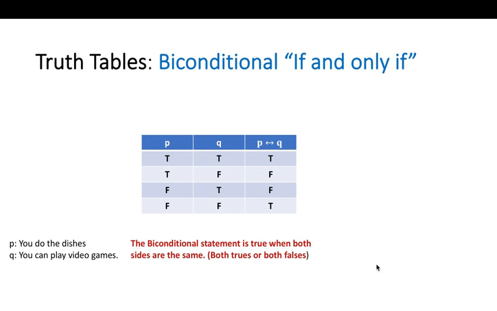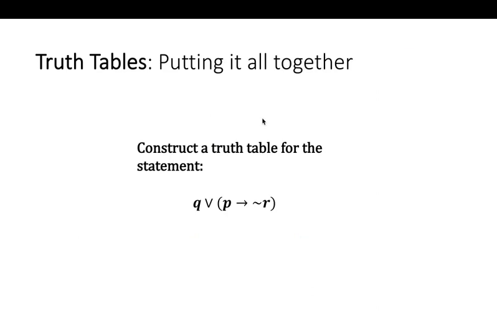Okay, so those are like the rules of the game. So now what we're going to do is we're going to play the game, and we're going to look at a compound statement, and we're going to use these rules to determine the truth table for a more compound statement. So putting it all together, construct a truth table for the statement Q or if P then not R.